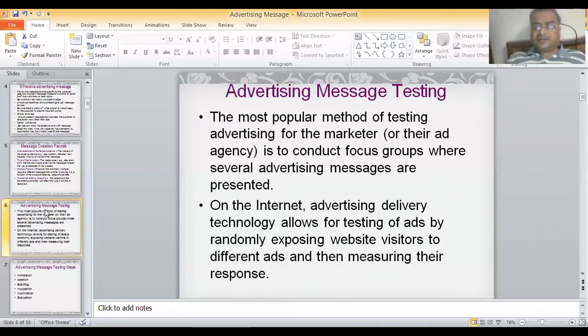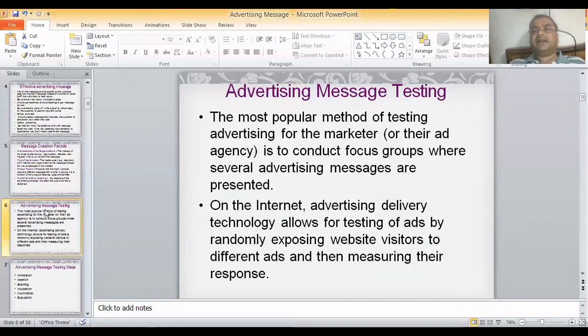Or there is also a testing method where we watch the eyeballs of the reader. This is basically for print media advertisement. So how much time he was actually looking at the advertisement.